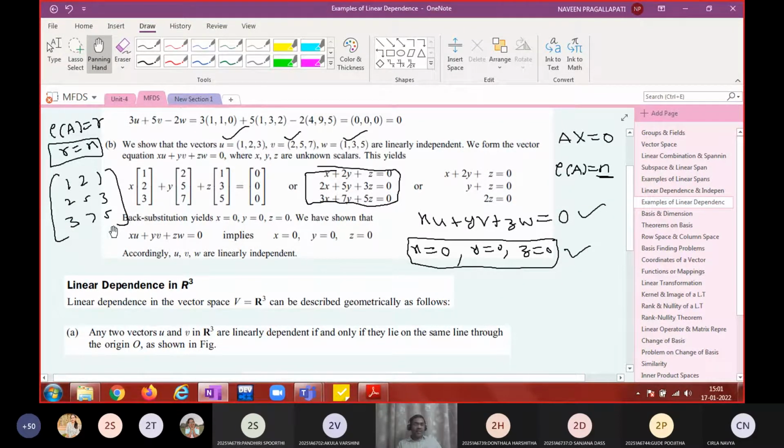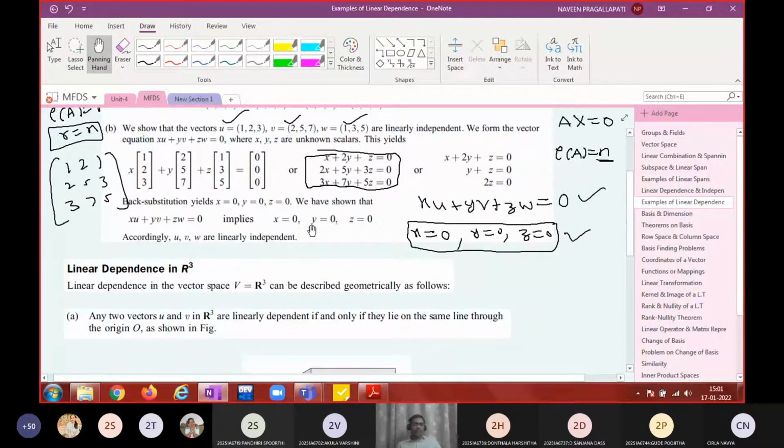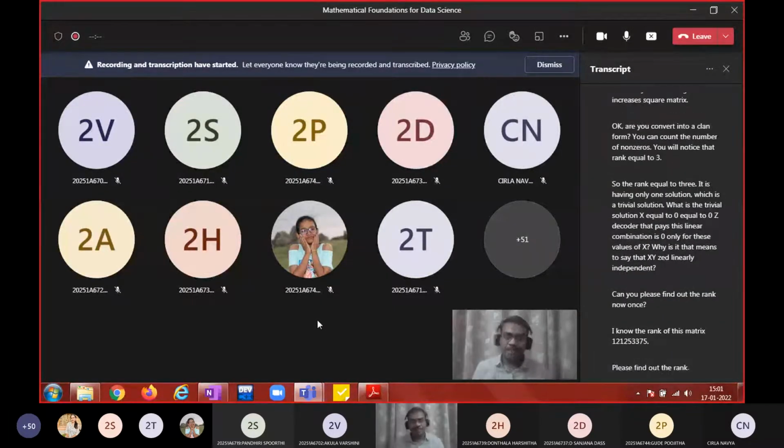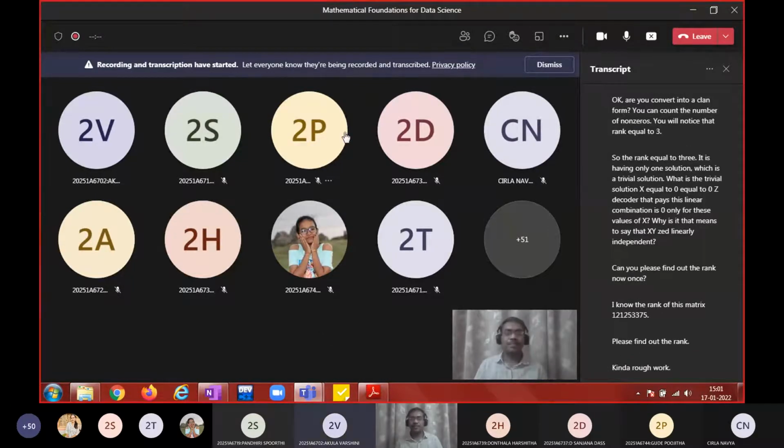Can you please find out the rank now once? Find out the rank of this matrix 1, 2, 1, 2, 5, 3, 3, 7, 5. Please find out the rank in the rough work. Sir, can you show the screen once?